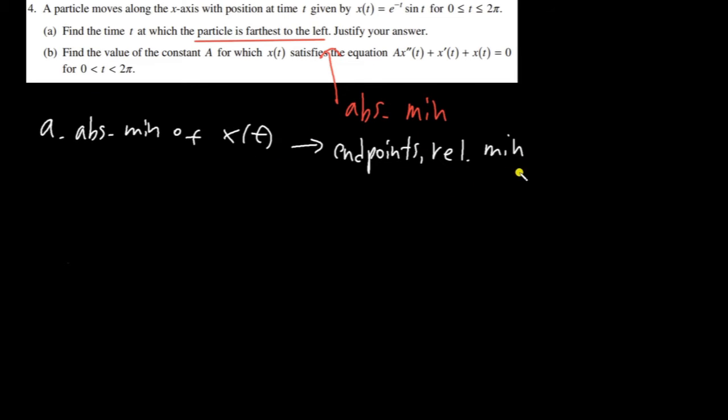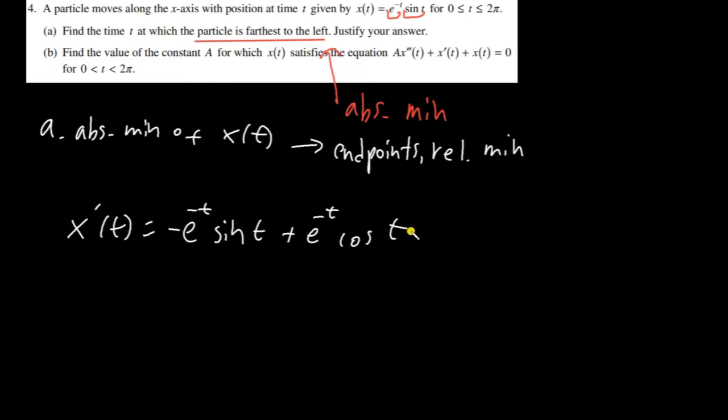Okay, so to find the relative minimum, we're going to take the derivative of x of t and set it equal to 0. So we'll do x prime of t, and since we're multiplying two things together, e to the negative t and the sine of t, we'll use a quick product rule. We'll get negative e to the negative t sine of t plus e to the negative t cosine of t. Now in a new line, I'll set this equal to 0, because when we want to find the relative extrema, we set this equal to 0.